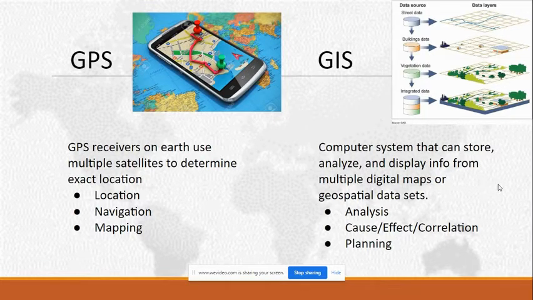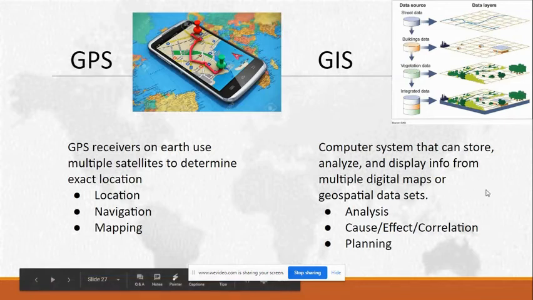GIS is what we use when we use ArcGIS. It's a computer system that can store, analyze, and display information from multiple digital maps or geospatial data sets. GIS is a very powerful tool used for analysis, figuring out cause, effect, and correlation, and it is really just multiple layers of maps that have all been geocoded so that they fall nicely upon each other. It's also software used for figuring out how those things all come together, and it is used by many companies and corporations for planning as well.